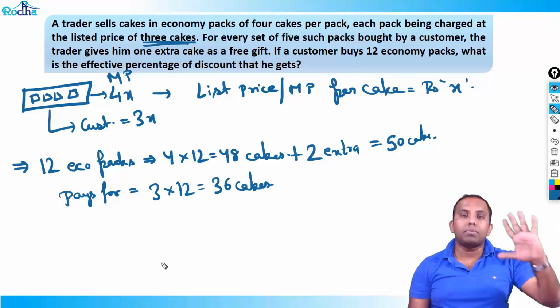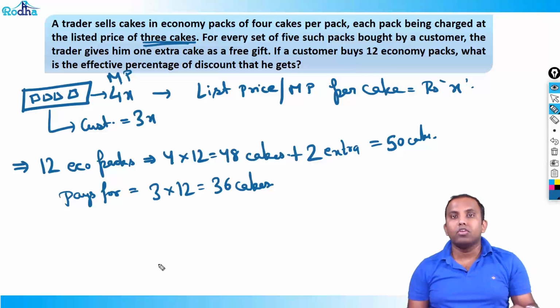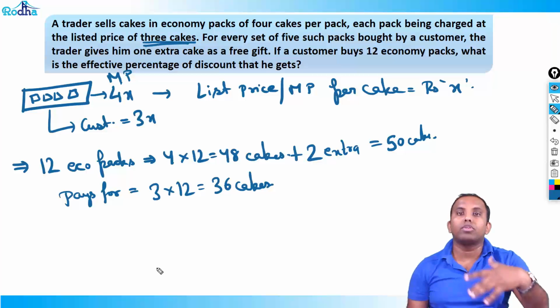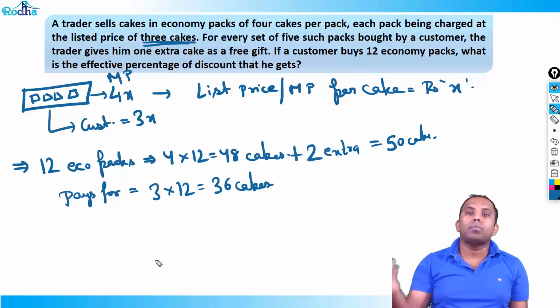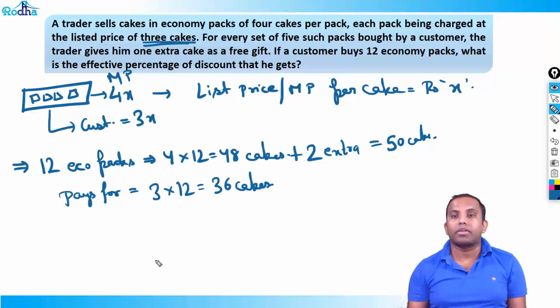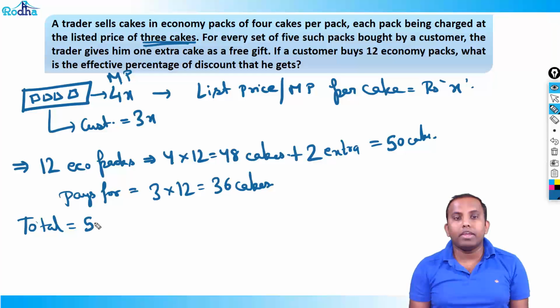So on every 5 economy pack, he's getting 1 piece cake extra. So if he is buying 12 packs, he's only entitled for 2 cakes free, because every 5 only 1. So 5 plus 5, 10, right? No chance of 15. In 15 economy packs, he will get 3 cakes, right? Till 14, he'll get only 2 cakes. 10 to 14, only 2 cakes extra. So total, he got 50 cakes.